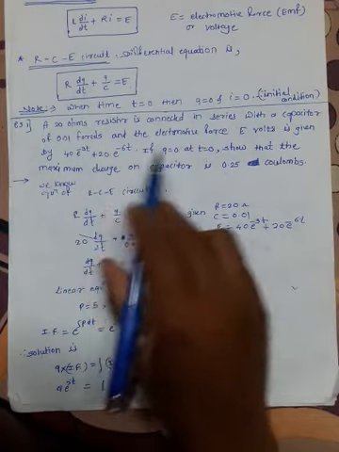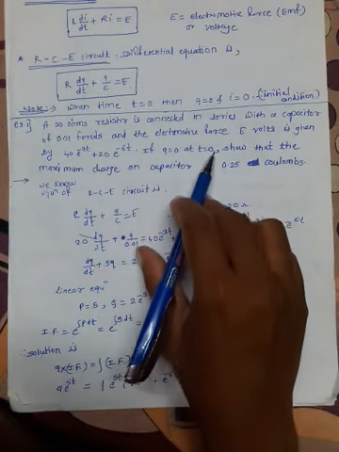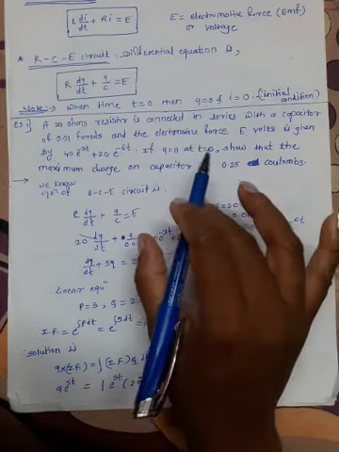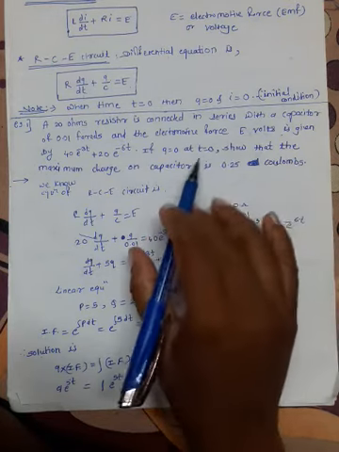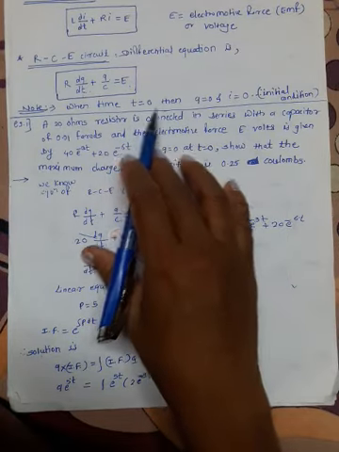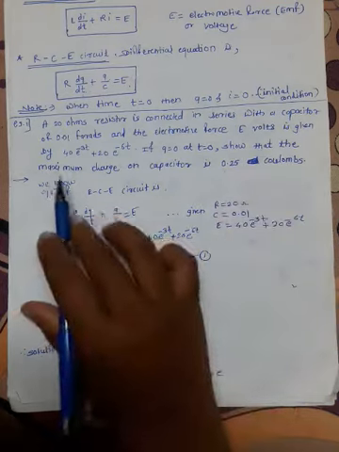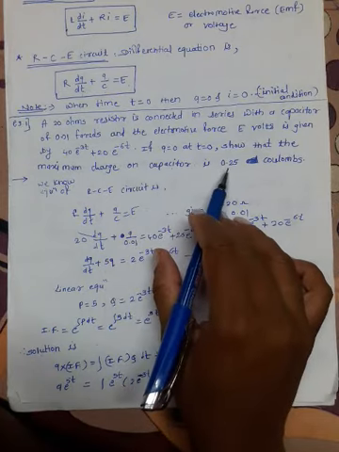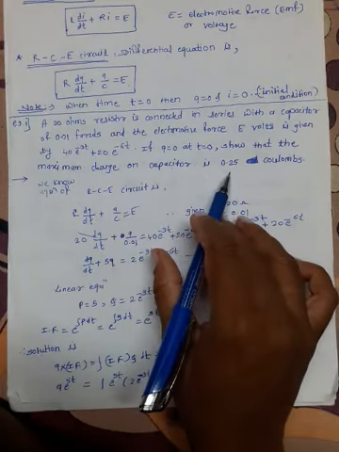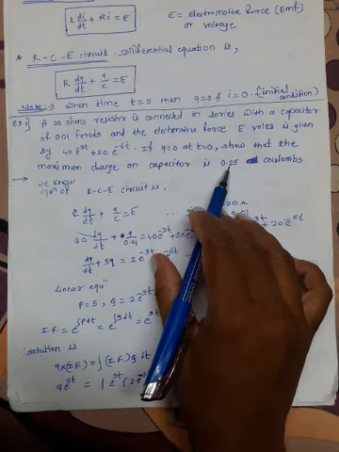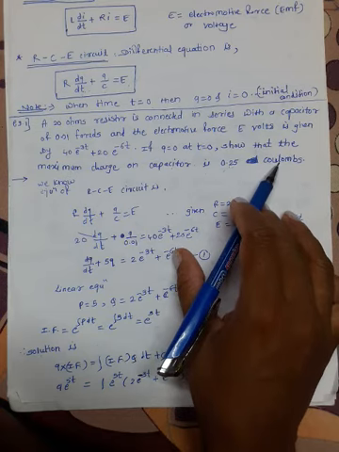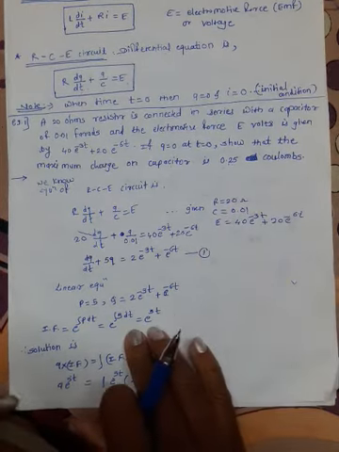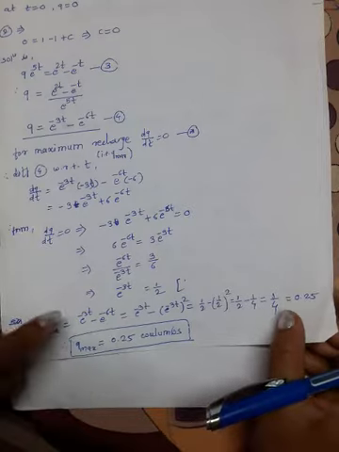Okay, now what is the question? If q is equal to 0 at time equal to 0, obviously q is 0; it is given in the example. Even if it is not given in the example, we have to know that when time is 0, q is 0. We have to show that the maximum charge on the capacitor is 0.25 coulombs. We have to show the maximum charge in the circuit is 0.25 coulombs. For maximum charge we have to use this condition.